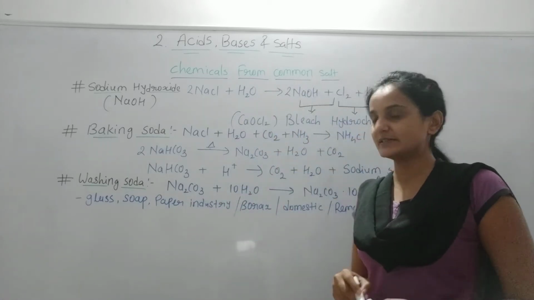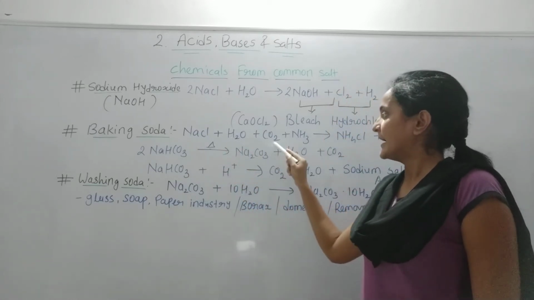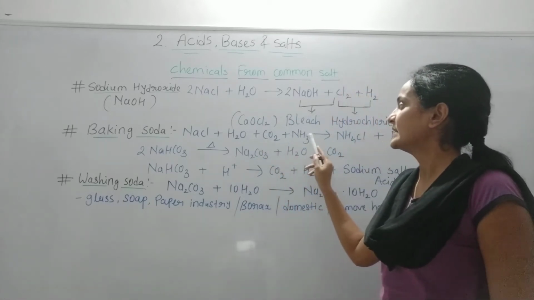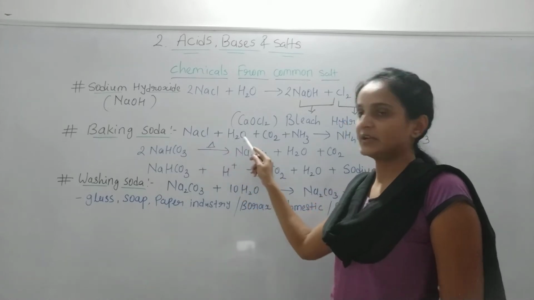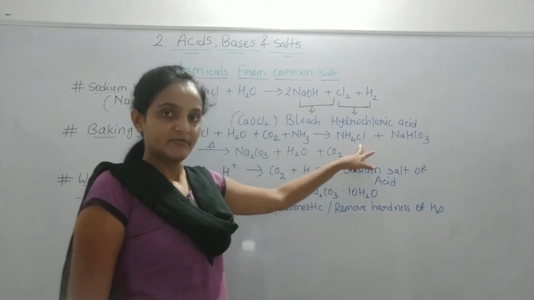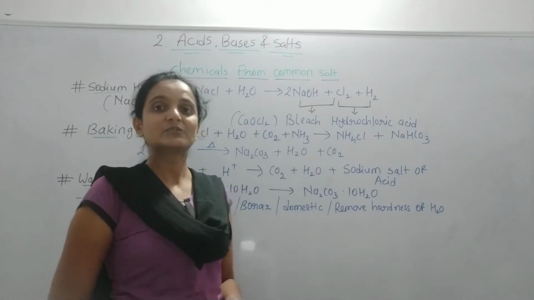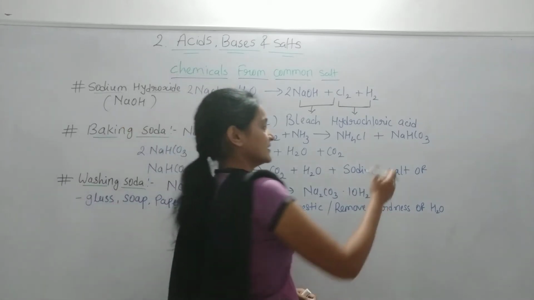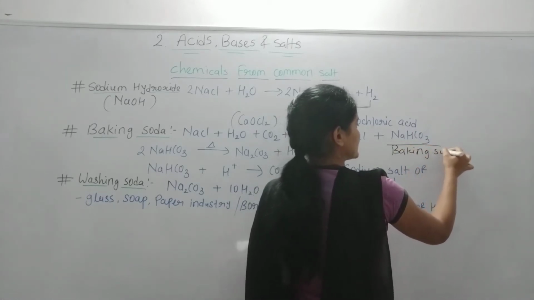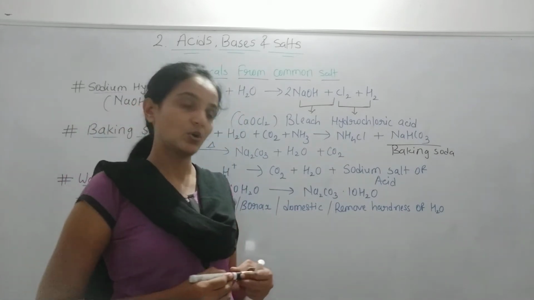So basically the reaction is when common salt, NaCl, reacts with H2O, carbon dioxide and ammonia. So in the presence of carbon dioxide and ammonia, NaCl reacts with water, and it gives us ammonium chloride, which is also a kind of salt, plus sodium hydrogen carbonate. This sodium hydrogen carbonate is our baking soda. So here you have seen that baking soda can be prepared from the common salt, sodium chloride.